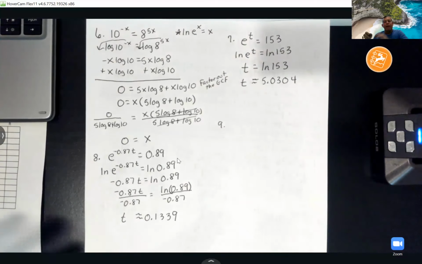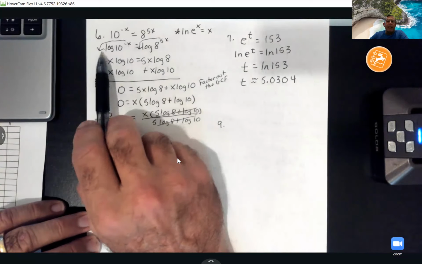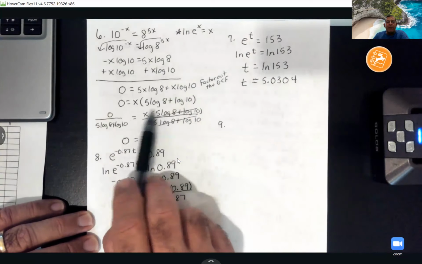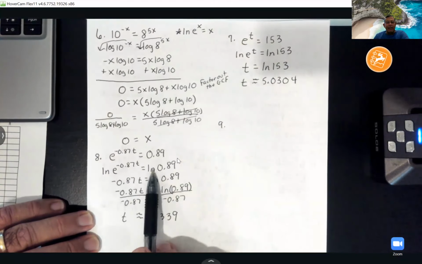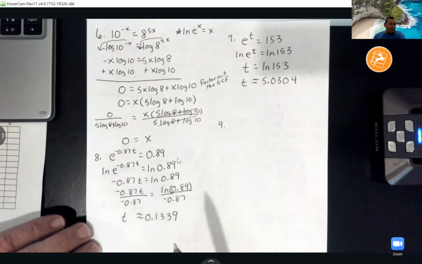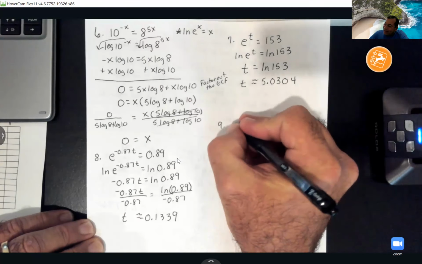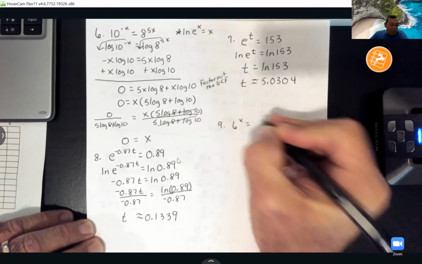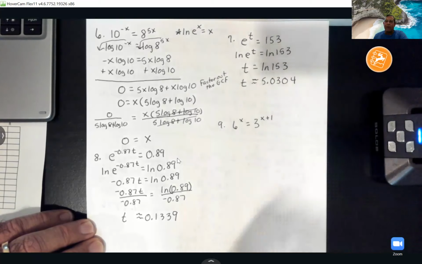So rewriting them is the easiest way, if I can rewrite them using the same base. If I don't have an e, I take a log and I end up having to approximate my answers if needed. If I do have the e's, I take ln's because those are the quickest way to do the problems with the e's on them, okay? All right, so the last one is going to be exponential: 6 to the x equal to 3 to the x plus 1.